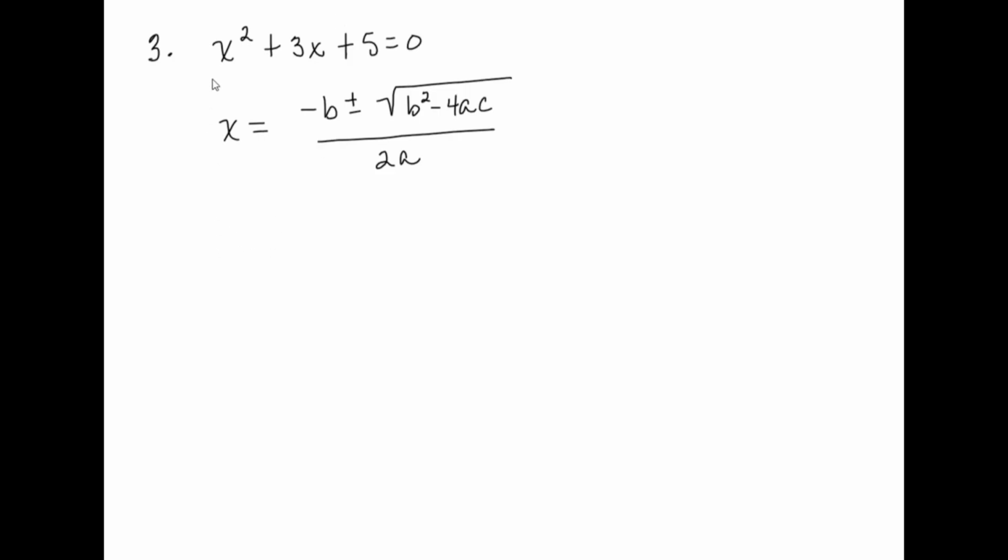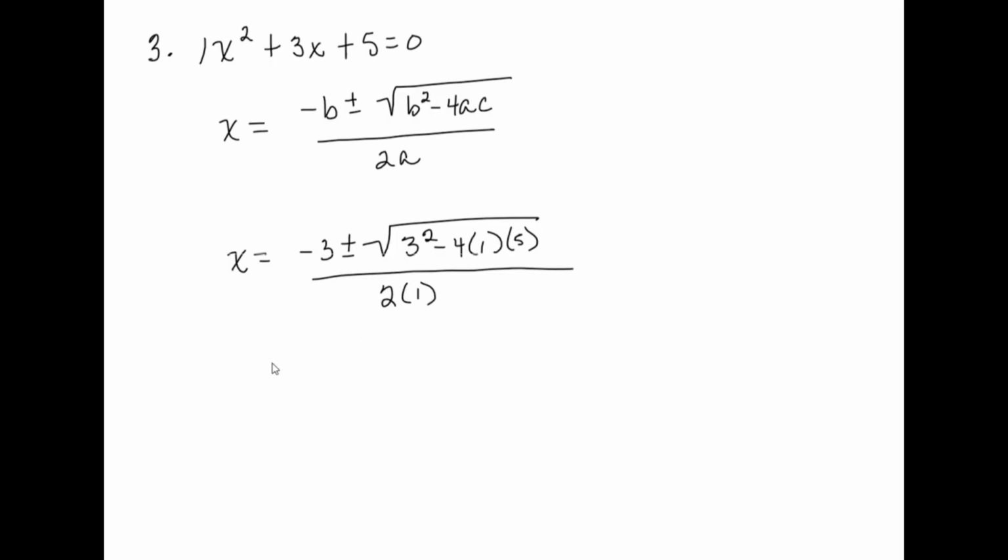Problem number 3, I've got my equation given to me in standard form. I've got the quadratic formula written down, so I just need to put my A, B, and C into this formula, and I'm going to go ahead and put a 1 right here for my coefficient. So A is going to be 1. So negative B, or the opposite of B, so -3 plus or minus the square root of 3 squared minus 4 times 1 times 5. All of that is divided by 2a, which is 2 times 1.